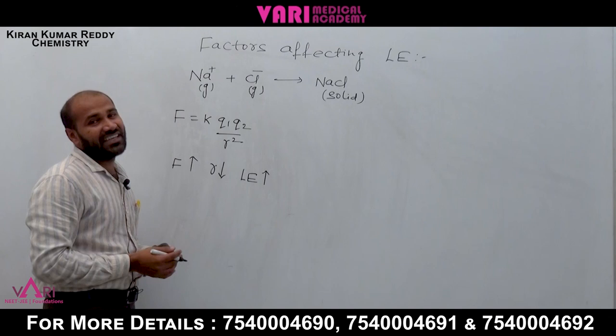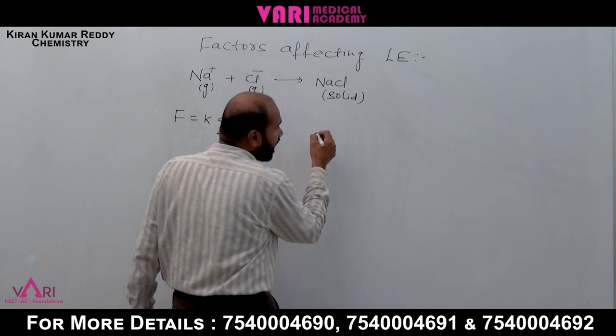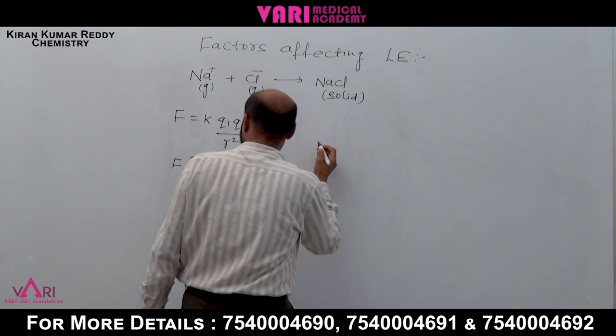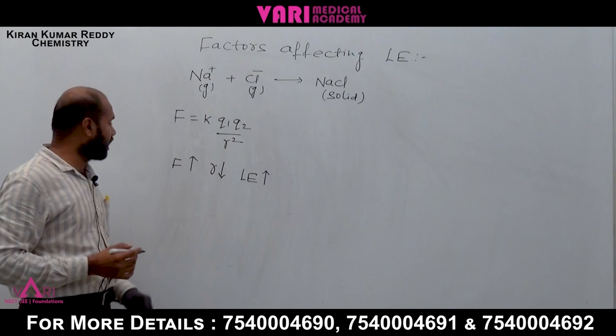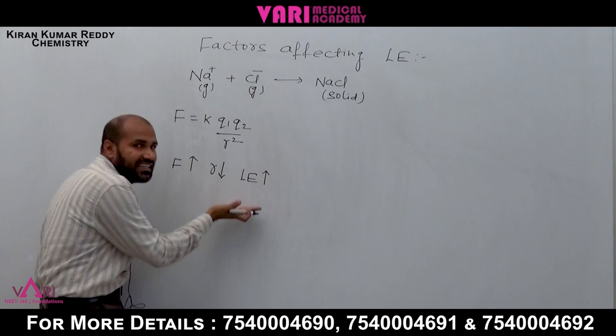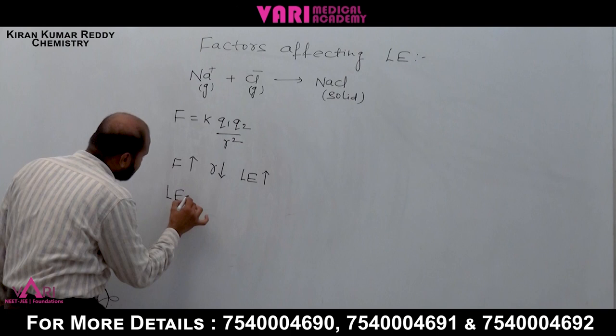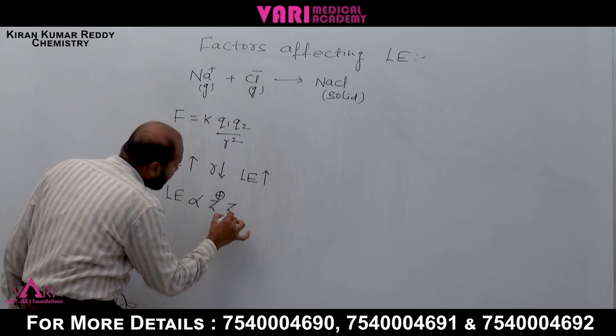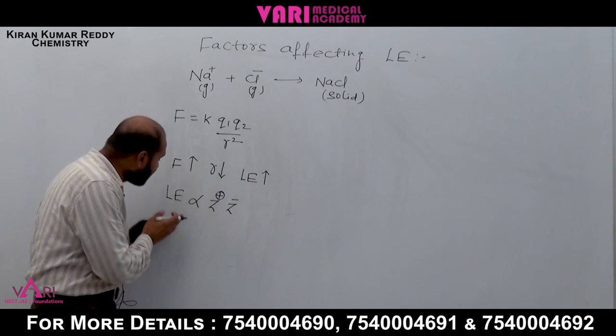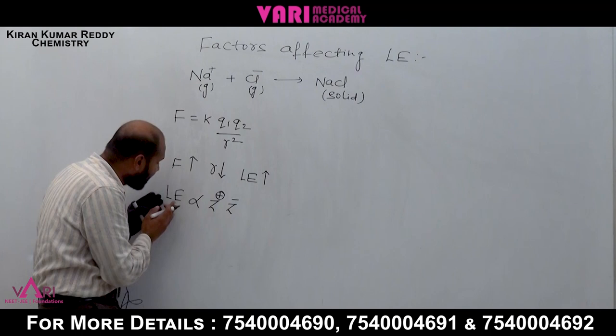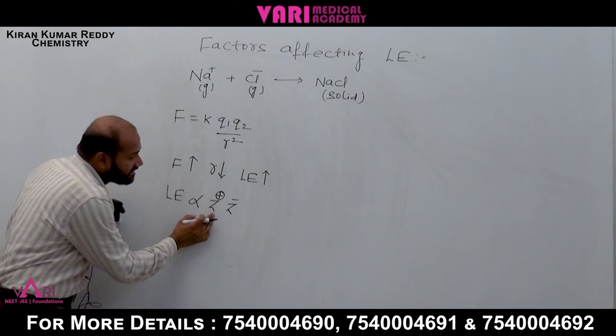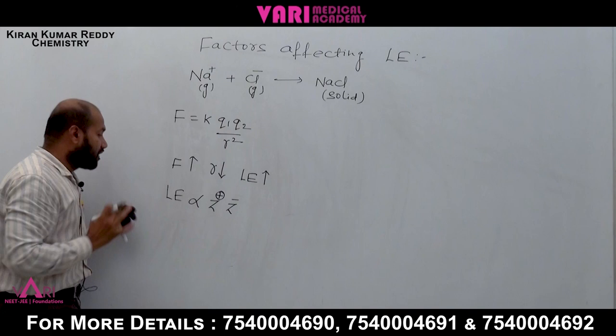Another one: if the size of the atom increases, the radius increases. Understand this first: force is equal to K Q1 Q2 by R square. Force increases means radius decreases, and lattice energy increases. Another factor is that lattice energy is directly proportional to the charge on the cation and the charge on the anion. If charge on the cation increases, lattice energy increases. If charge on the anion increases, lattice energy increases. Z plus and Z minus mean the charge on the cation and the charge on the anion. Lattice energy is directly proportional to Z plus and Z minus.